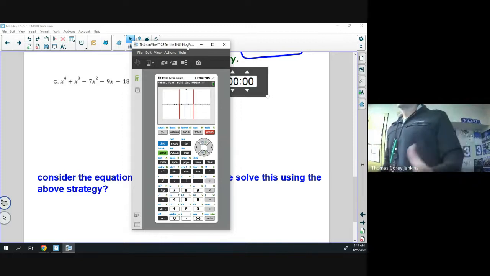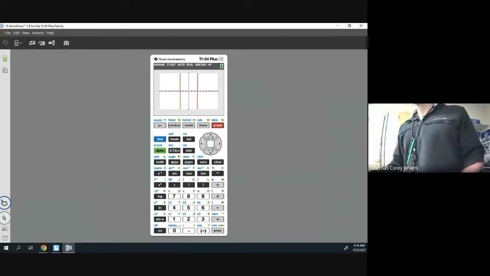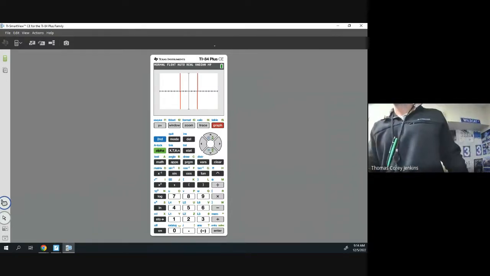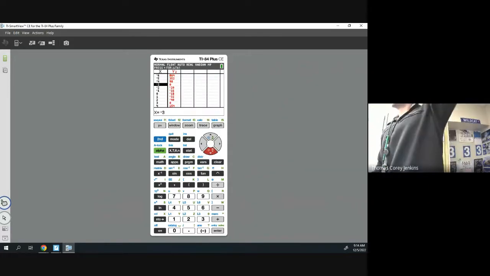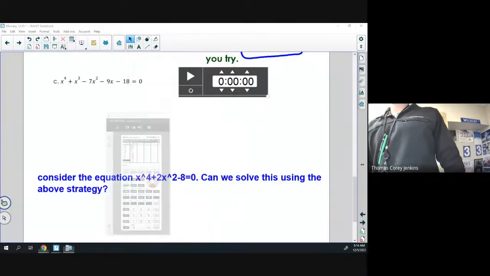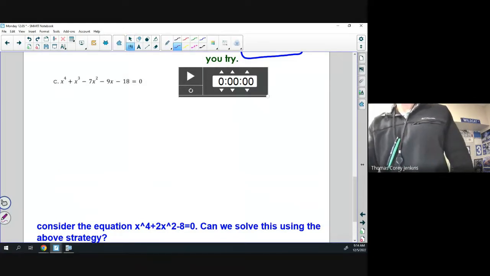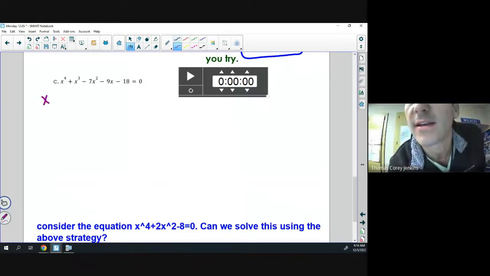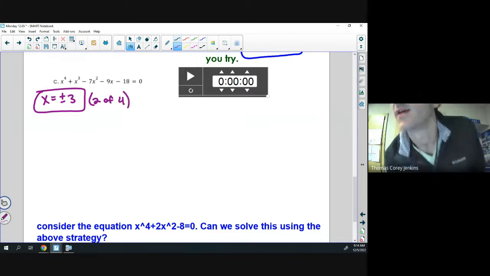So what we can see initially right off the bat is two of our four solutions appear to be real numbers and hopefully easy. It looks like -3 and +3. So then we'll confirm from the table. -3 goes to 0. Good, right? +3 goes to 0. Good. Now we have two of 4, right? Not only that, we have two numbers we can divide by to get it down to a quadratic. So from our calculator, we have x equals plus or minus 3. And again, that's 2 of 4.